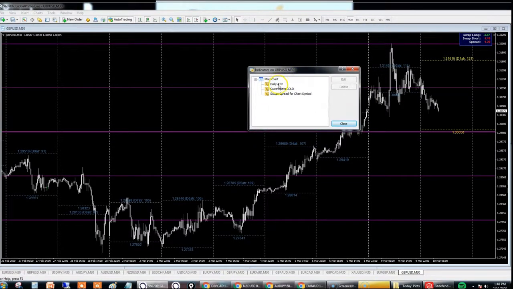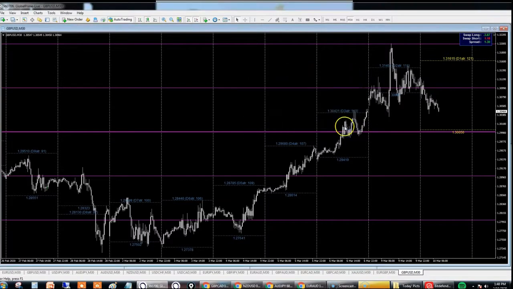Number 1 is the Daily ATR. The second one is one that I call Sweet Spots Gold, which actually refers to plotting round numbers in your chart. And the third one is the swap spread for chart symbol. I'm going to be walking you through these 3 indicators and how they can actually help your trading.